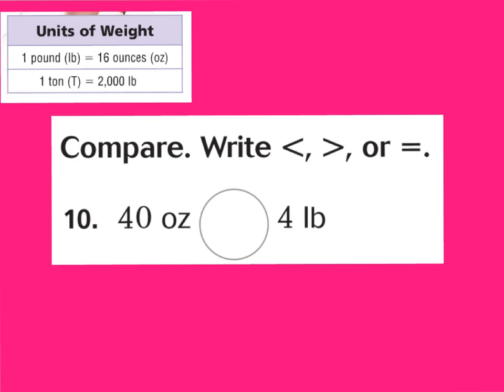Okay, for this one, you should have said, because 1 pound equals 16 ounces, you need to convert your pounds to ounces. So you should have said 16 times 4 to figure out how many ounces that would equal. And that would equal 64 ounces. Therefore, I know 4 pounds is greater than 40 ounces.